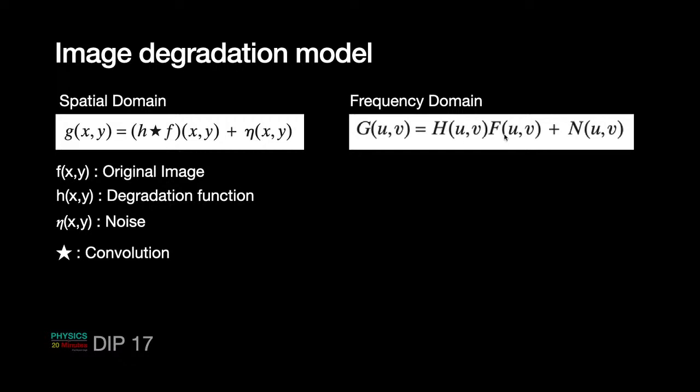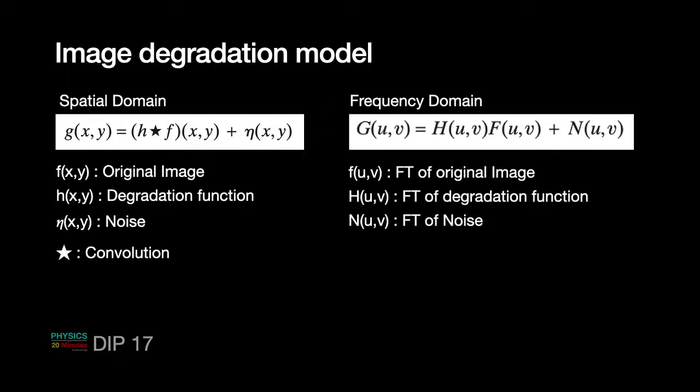These filters can be multiplied to the frequency transform of the original image, and then this is the frequency transform of the noise. Remember, this is a function of xy and this is a function of u and v. Then you get a resulting image in the frequency domain, which is the corrupted image in the frequency domain, and then you can transfer it to the spatial domain.